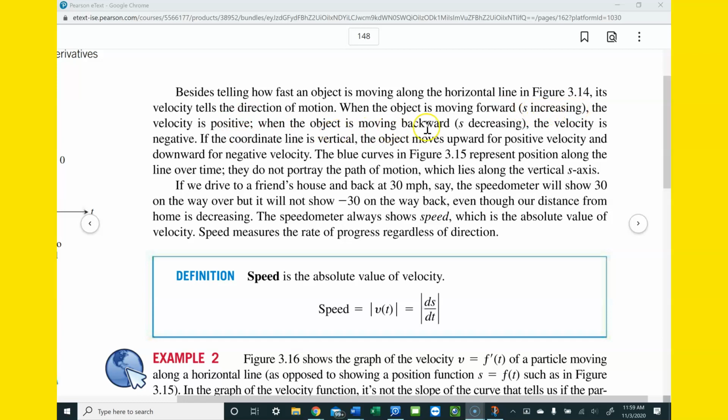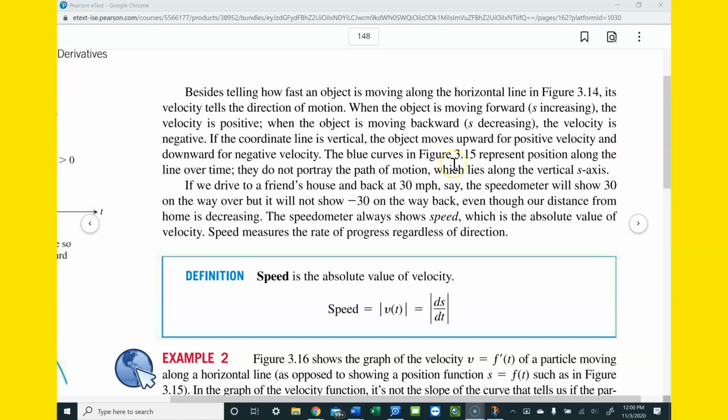When the object is moving backwards, then s, by the way, s here means position. It doesn't mean speed. S is a generic letter in physics that means the position axis. It could be an x-axis or a y-axis or a z-axis. So they use the letter S to represent just a general direction of an axis. So the position is decreasing when you're moving backward. And when that's the case, the velocity is negative. All right, if the coordinate line is vertical, the object moves up for positive and down for negative velocity.